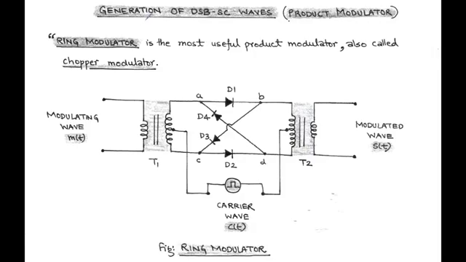Hello friends, our next topic is generation of double sideband suppressed carrier. As we know, the double sideband suppressed carrier is obtained by taking the product of carrier and message signal. So for the generation of double sideband suppressed carrier we use a product modulator, and a ring modulator is the most useful product modulator, also called a chopper modulator. The circuit of the ring modulator is shown in the figure.